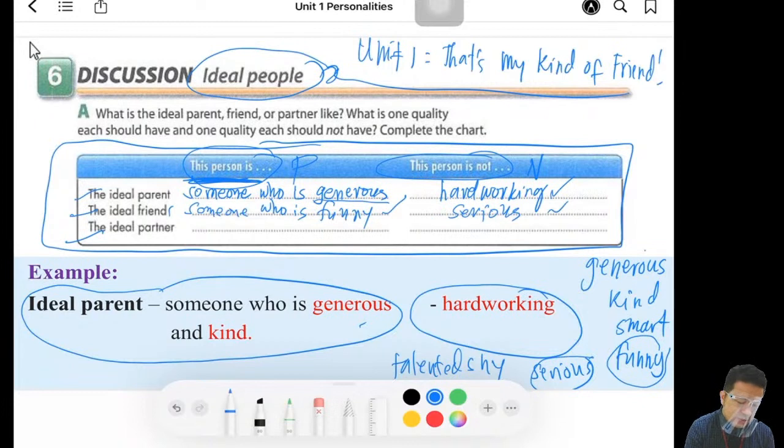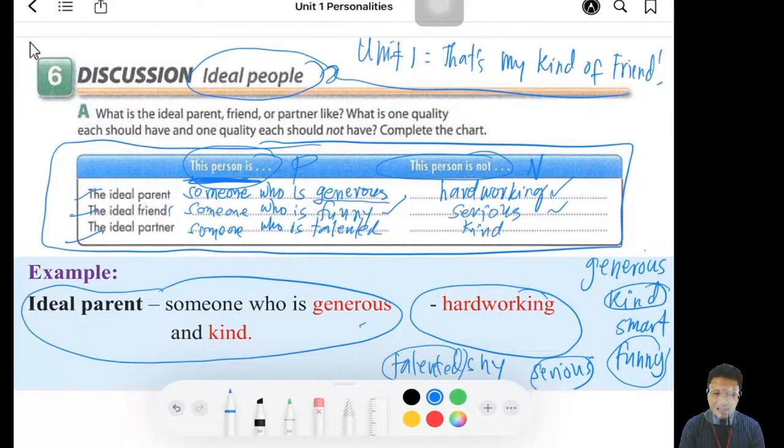Another one is your ideal partner. You have here the ideal partner. This person is someone who is, for example, talented. So you're going to write here, talented. However, you need to put the negative personality. So this person is not, for example, kind. So you're going to write here, kind. Okay? Remember, don't forget to write this in your notebook, in your pink notebook. You're going to have 6 points for this writing activity.